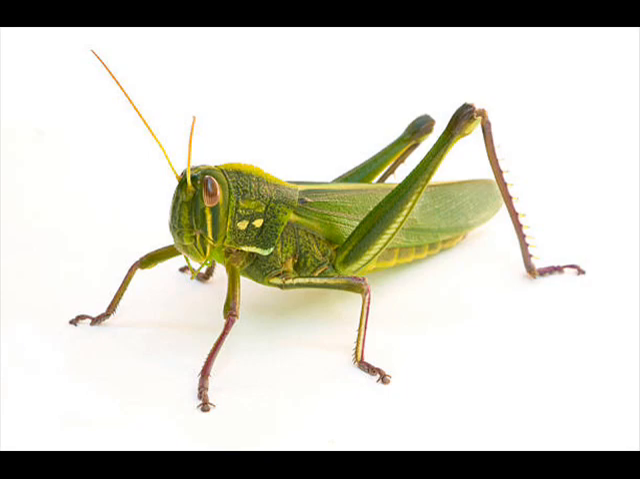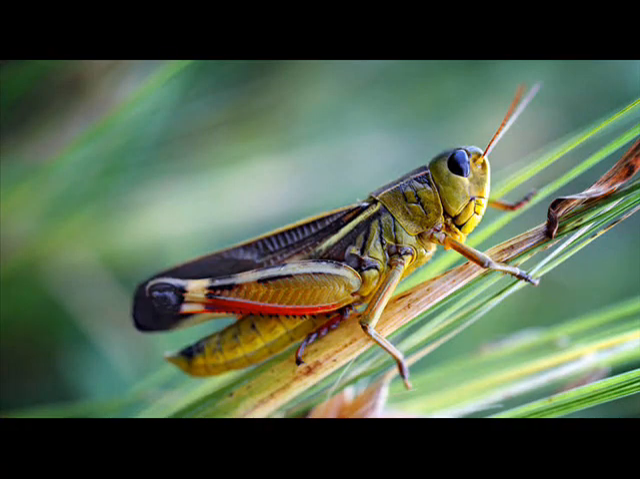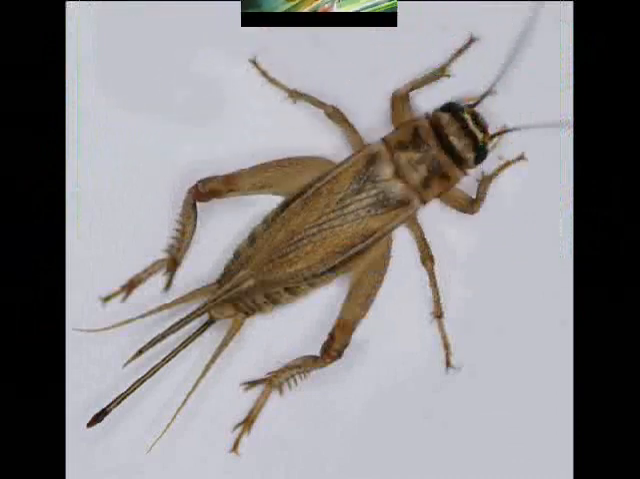They have long hind legs for jumping. They are most active during the day. Cricket.